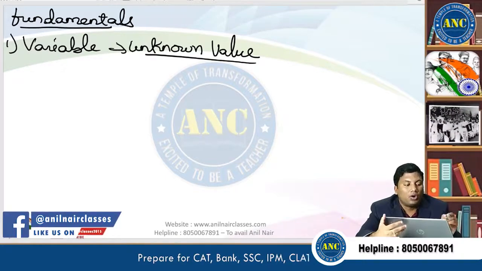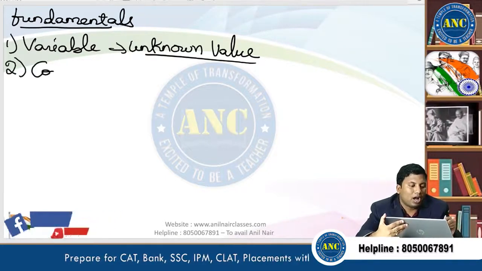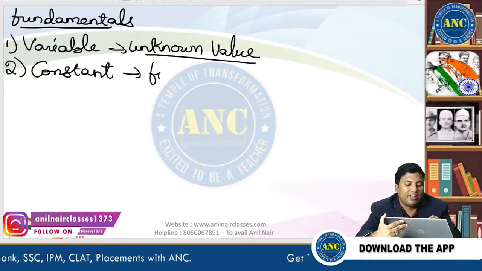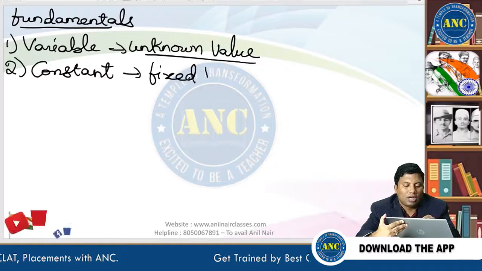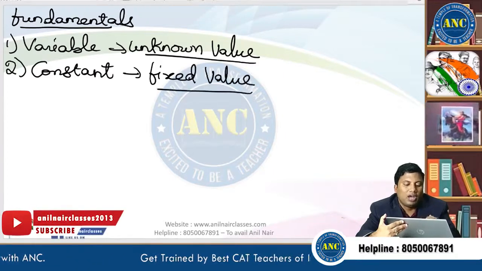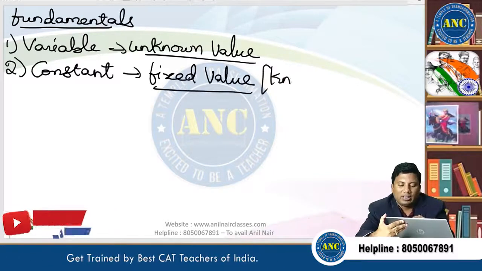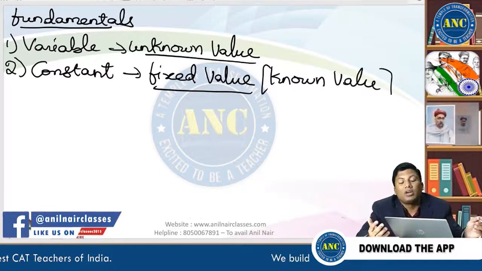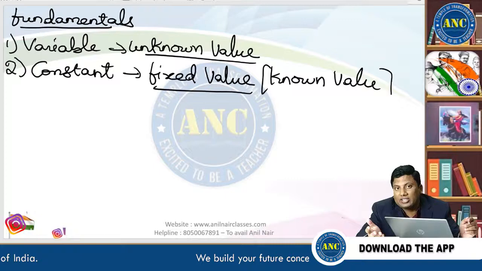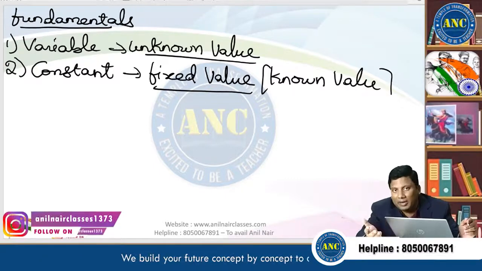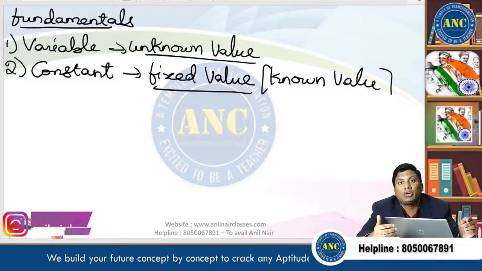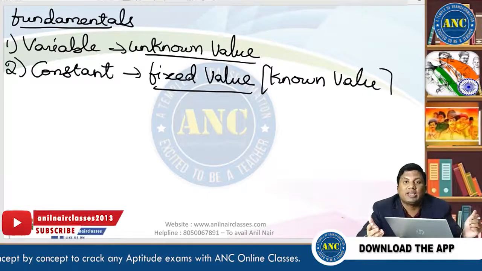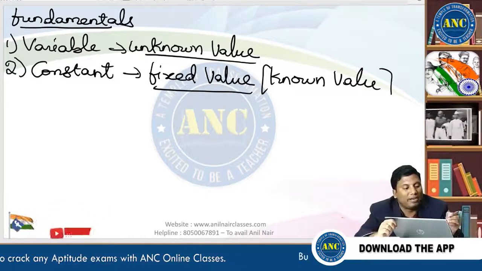Variable is an unknown value. Constant is a fixed value, or the known value. The value which is known to us is called constant. The value which is unknown to us, or the value which we need to determine or calculate and say this is the value missing in the question, that is called a variable.